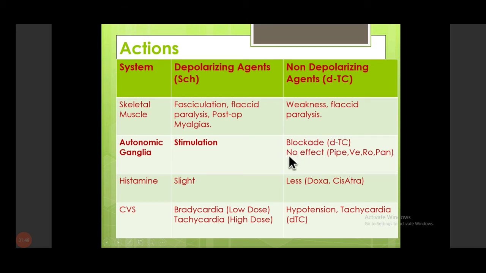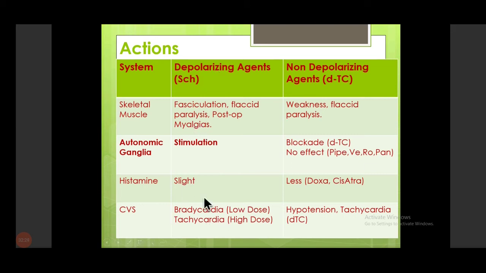But in the newer derivatives, the steroidal agents that we talked about earlier, for example vecuronium, rocuronium, pancuronium, these agents are devoid of this autonomic ganglion blocking effect, hence are nowadays preferred because of no action on autonomic ganglia. Histamine release: I would say in both cases, depolarizing and non-depolarizing agents, I could not find a convincing answer. Both of these, to a certain extent, cause histamine release.